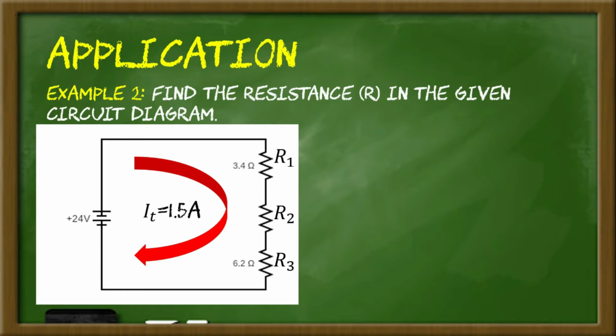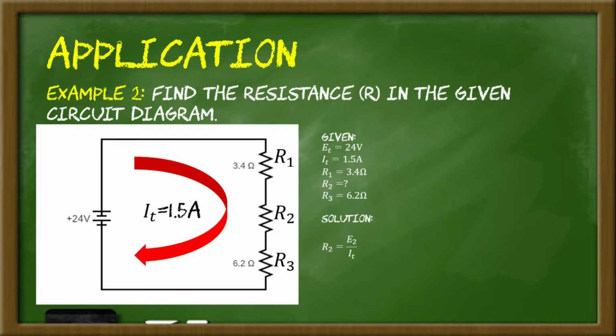Okay, next, example number 2. Find the resistance in the given circuit diagram. The givens are 24 volts, 1.5 ampere, 3.4 ohms in resistor 1, and 6.2 ohms in resistor 3. So the problem here is to find the resistance value of R2.